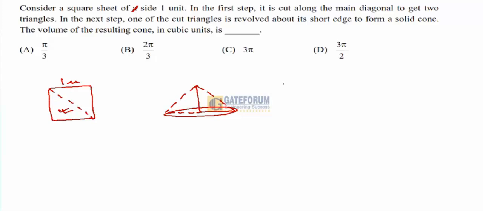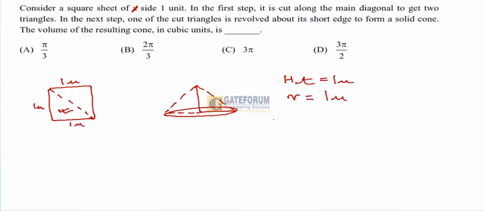So we will say that the height of this cone is 1 unit. Now we need to find the radius. See, the radius of the cone, that is R, will also be 1 unit, because after all this was 1 unit and this was 1 unit, right?